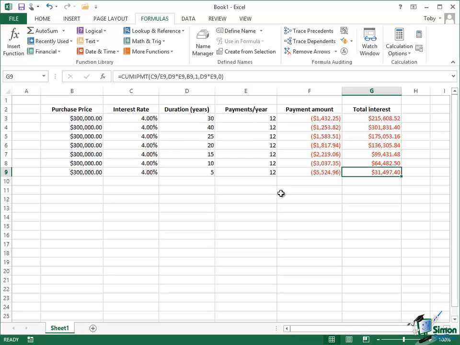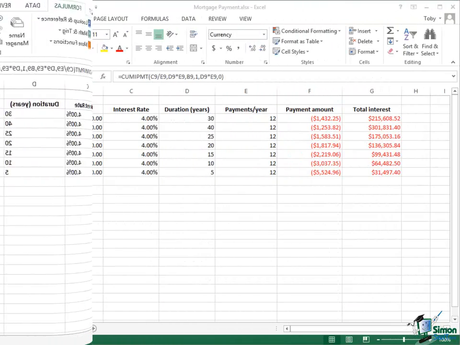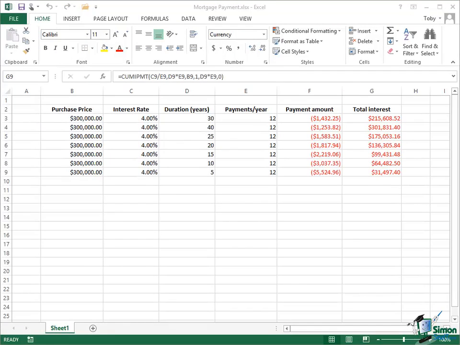So it's quite often the case that the particular financial issue you're dealing with is a little bit more complicated than just changing one variable, in this case the duration. So we're going to look at a slightly more sophisticated version of this analysis in the next section. Please join me for that.